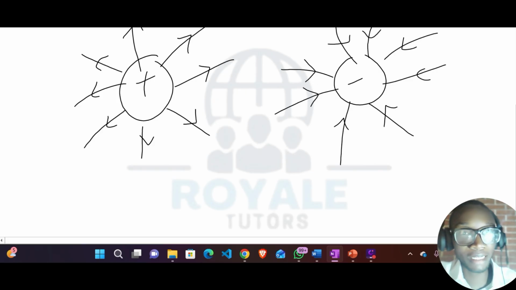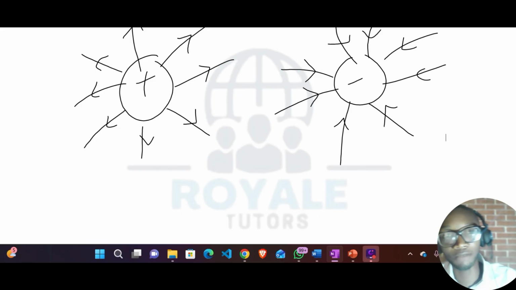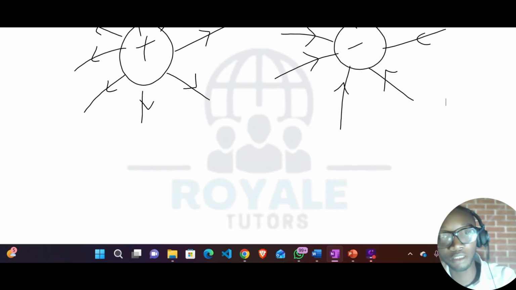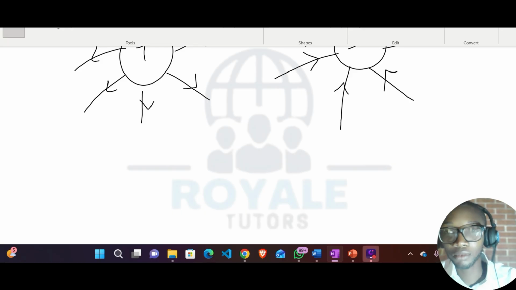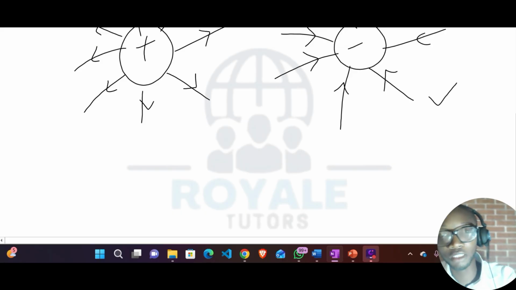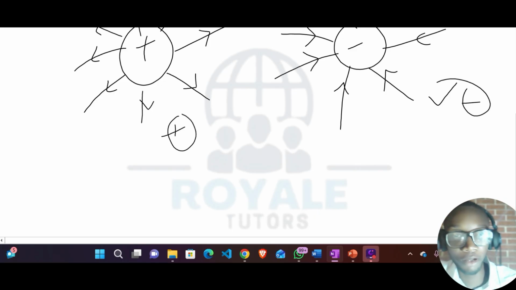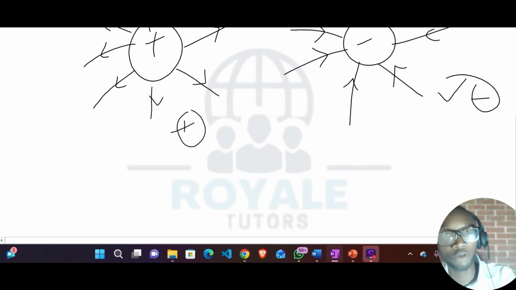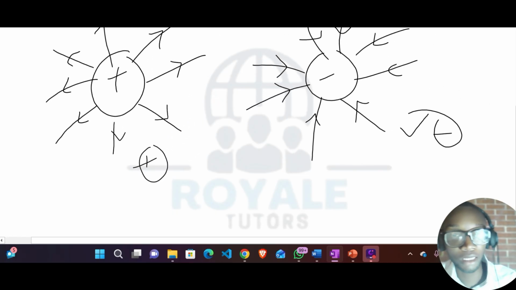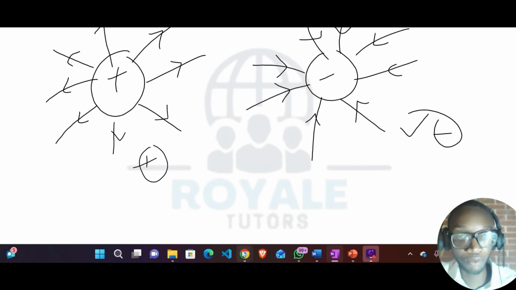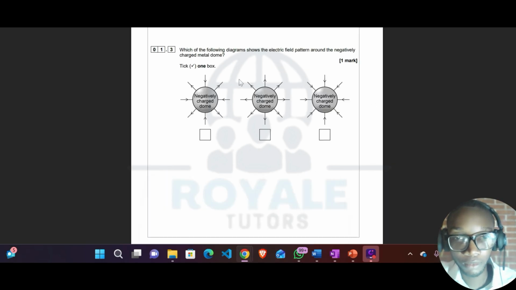So if you want to identify the negative charge as different from the positive charge, this is negative, this is negative, and this is negative, and this is positive. So this is how they look. You just have to look for the one that looks like this among all the options that we are given. And that looks like this one. So this is our answer here.